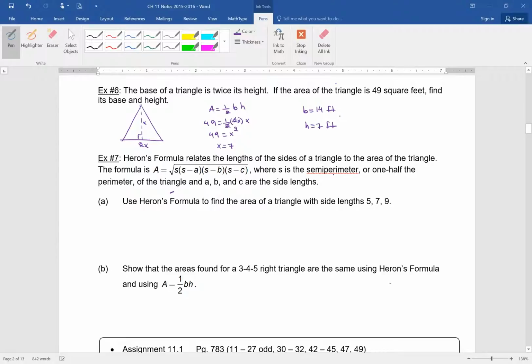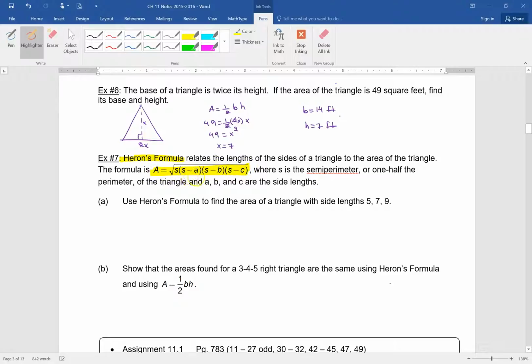Okay. Heron's formula. Usually we learn this with the law of sines and cosines, but it's in this chapter for this book. Heron's formula relates the sides of a triangle to the area of the triangle. Now, this is the formula.